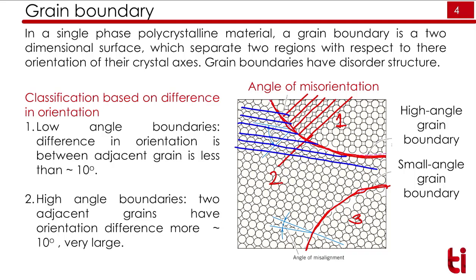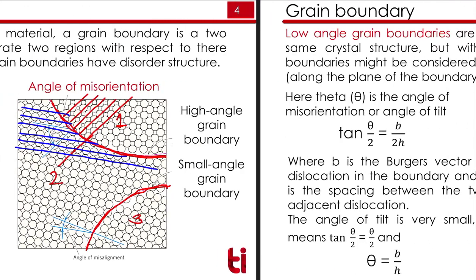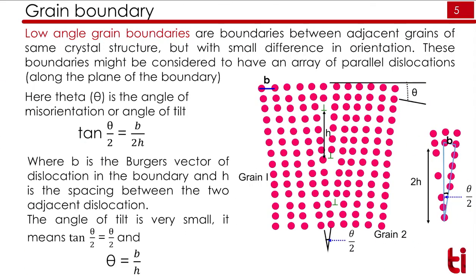If the misorientation angle, that is the angle between the orientations of two grains, is less than 10 degrees, it is called a low angle grain boundary. If the misorientation angle is more than 10 degrees, we call it a high angle grain boundary. So due to this orientation difference or misalignment of the grains, we can find out the angle between these grains.